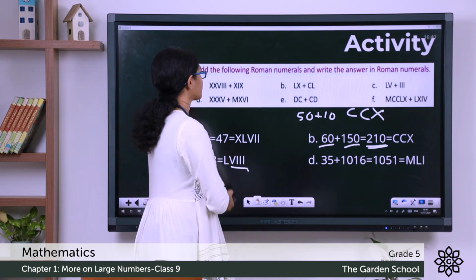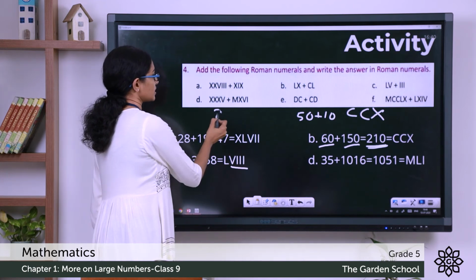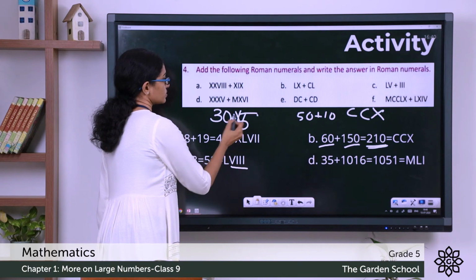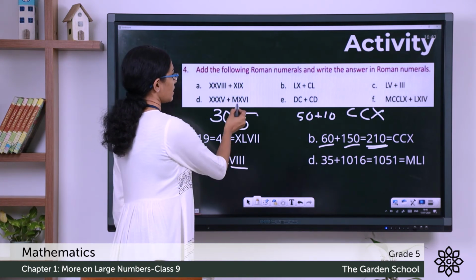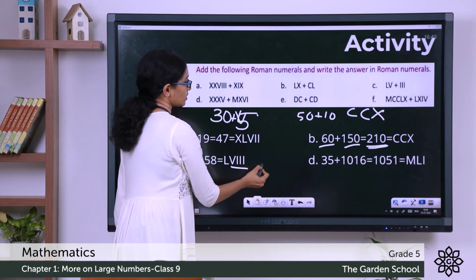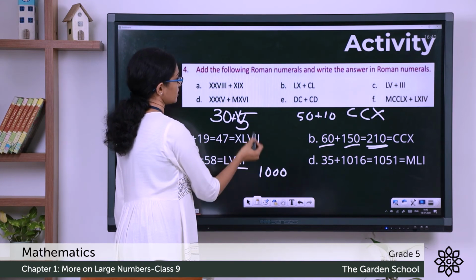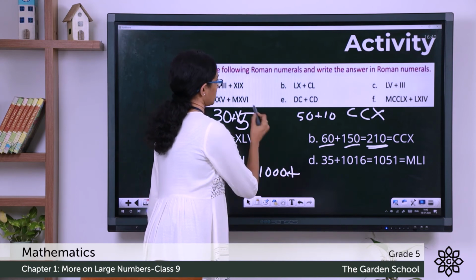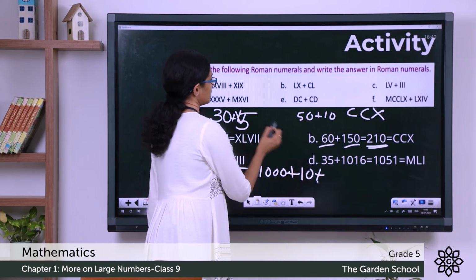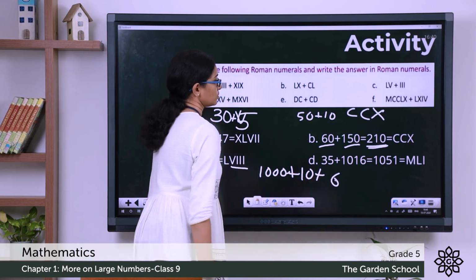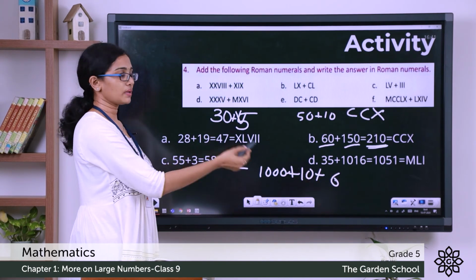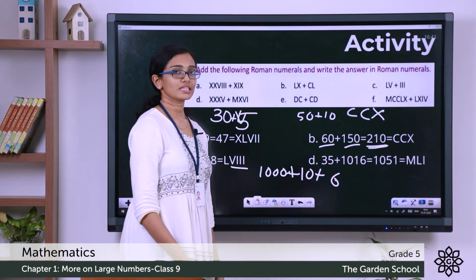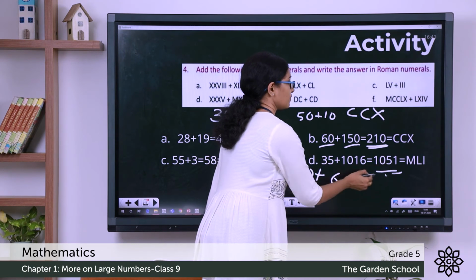Now for the next one, you have 3 X's here which equals 30, then a 5. So the total is 35. Then you have MXVI. M is for 1000. Then you have a 10 there and you have a 6 there. So the answer is 1000 plus 10 plus 6 equal to 1016. So 35 plus 1016 equals 1051.